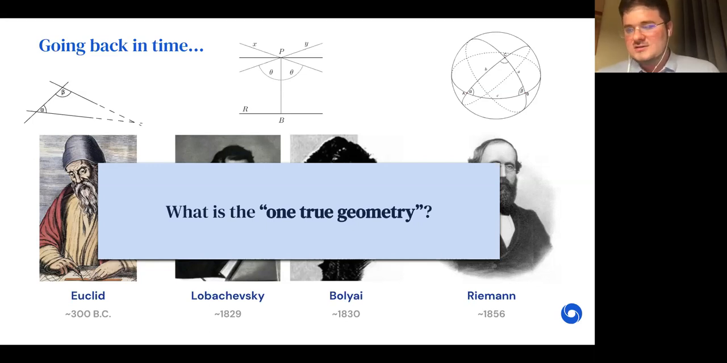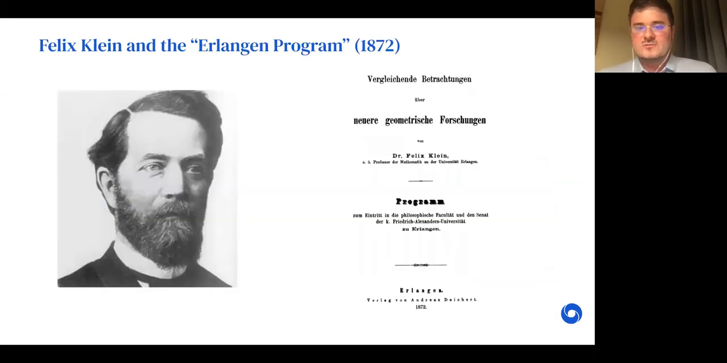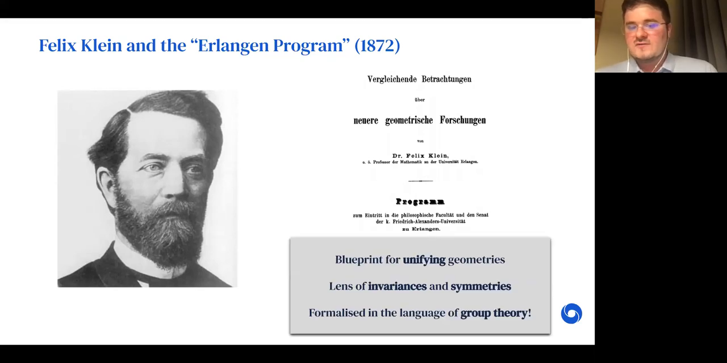The direction towards an answer to this question came several decades later through the work of a young Bavarian mathematician by the name of Felix Klein, who at the time was just appointed for a professorship at the University of Erlangen in Germany. What he proposed there is something that afterwards became known as the Erlangen program. It suggested that all of these different geometries can be unified using a single lens of invariances, symmetries, and group theory.